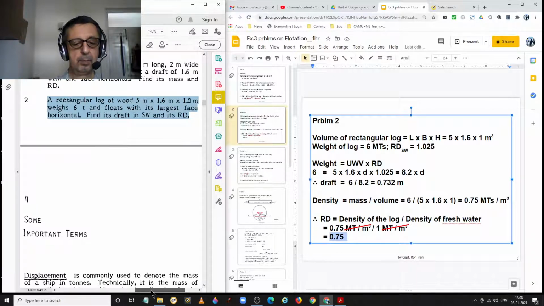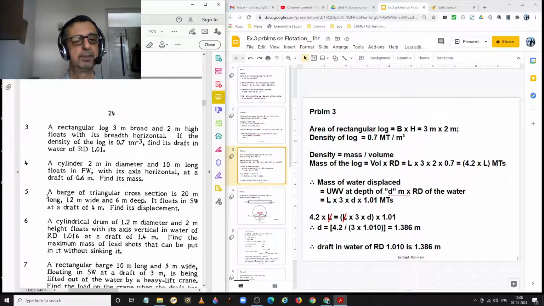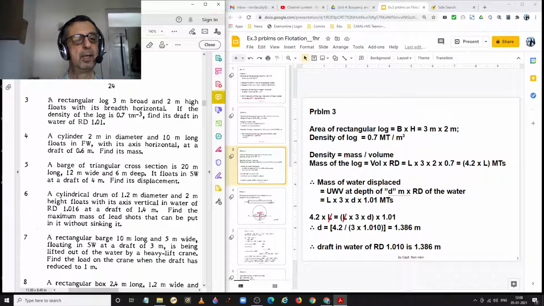We move on to problem number 3 now. Problem 3 states a rectangular log 3 meters broad and 2 meters high floats with its breadth horizontal. If the density of the log is 0.7 metric tons per cubic meter, find its draft in water of RD 1.01.